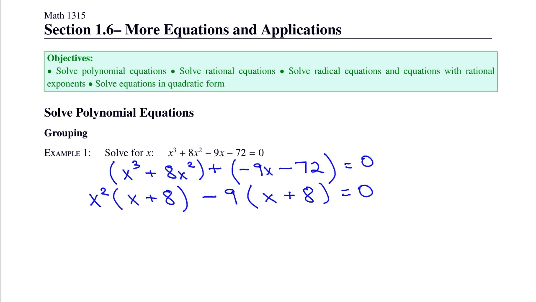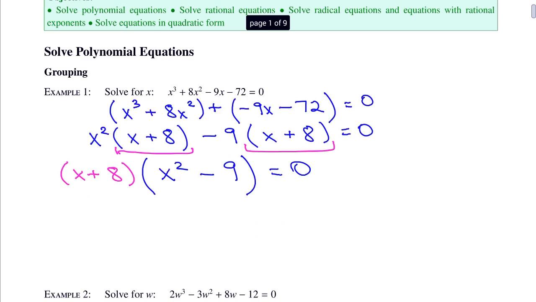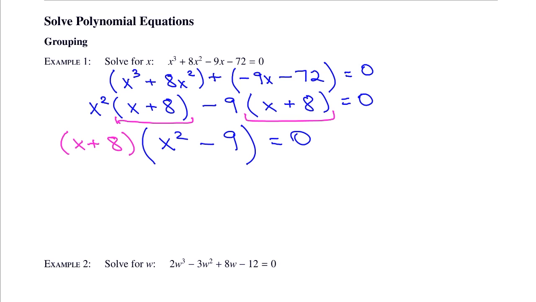Now the trick to grouping is to ensure that you get the same piece on both parts. Here we have x plus 8. That x plus 8 is going to factor out in front of everything. And then that would leave on the left the x squared. The x plus 8 has already been factored out. On the right part, we have a negative 9, and the x plus 8 has been factored out. Now we have x plus 8 times x squared minus 9.